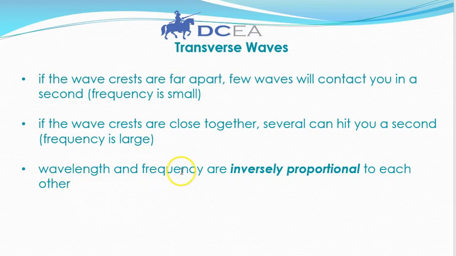Wavelength and frequency happen to be inversely proportional to each other. So if the crests are close together, frequency goes up. If the crests are far apart, frequency goes down.